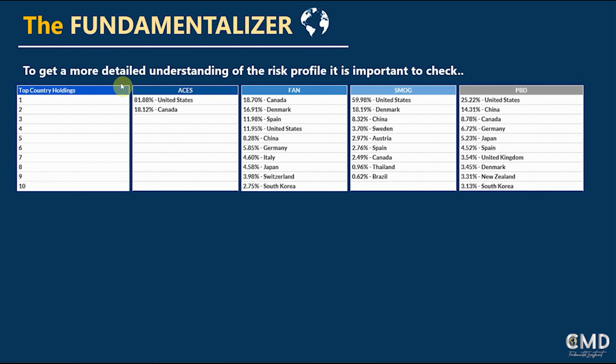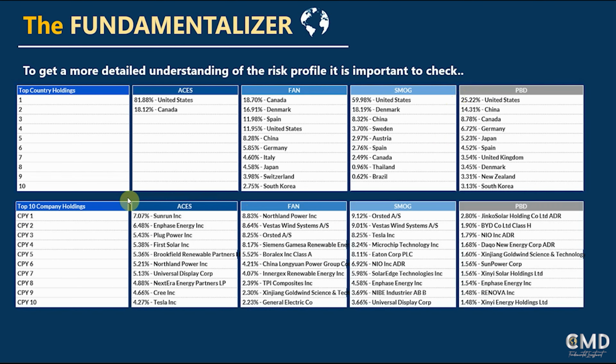So one thing that we think is very important when we're investing in an ETF is to understand the risk exposure from a country perspective and understand how diversified the ETF is. And as we can see here, ACES is not that diversified. It is focusing on the United States and Canada. FAN, very diversified. SMOG, less diversified. There's quite a few countries, but the majority is definitely United States and Denmark. And the last one is PBD, which is relatively diversified, but it also has naturally an emphasis on the United States and China, but overall it looks quite okay here.